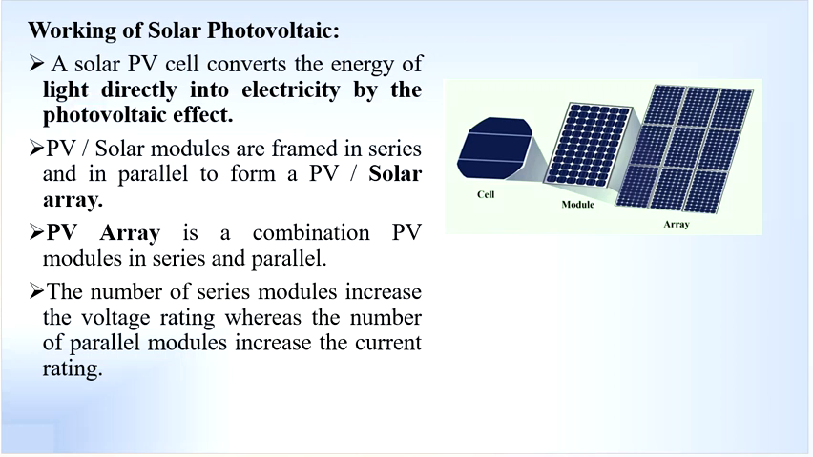So let us see. A solar PV cell converts the energy of light directly into electricity by the photovoltaic effect. We will see what the photovoltaic effect is next. And these PV or solar modules are connected in series and in parallel to form a PV or solar array. So there are different modules. If the modules are connected in series or parallel, it becomes an array. So the PV array is a combination of PV modules in series and parallel.